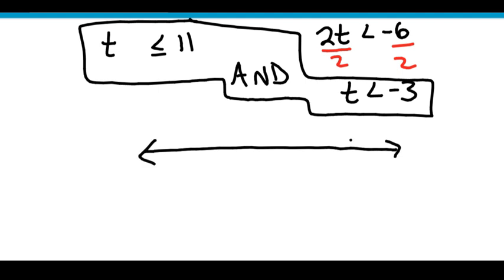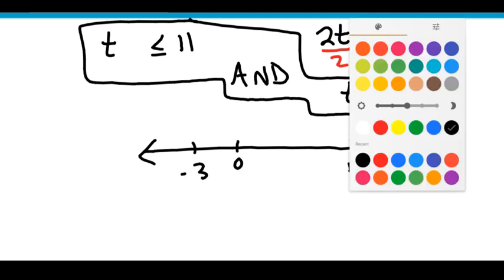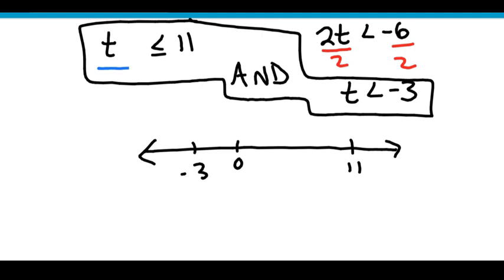If I look at the number line, let me place 11 on here. Let me put 0 for reference, and negative 3. Okay, so let's go with t is less than or equal to 11. T is less than or equal to 11 is all of this. Then, if I say t is less than negative 3, well, that's just this part.